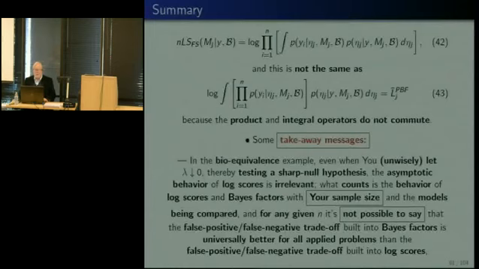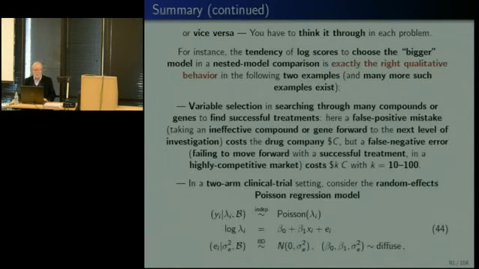And for any given n, it's not possible to say that the false positive, false negative trade-off built into Bayes factors is universally better for all applied problems than the false positive, false negative trade-off built into log scores. Or vice versa. The answer is you have to think it through in each problem. And here are some examples where the tendency of log scores to choose the bigger model in a nested model comparison is exactly the right thing to do, exactly the right qualitative behavior where you would want to go with log scores rather than BIC.